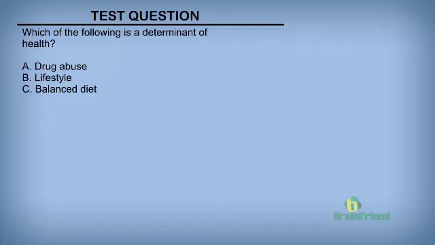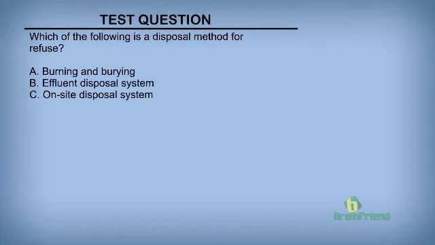The correct answer is B. Remember, we said that lifestyle is a major determinant of health. Which of the following is a disposal method for refuse? A, burning and burying. B, effluent disposal system. C, on-site disposal system. Our answer is A. Effluent disposal system and on-site disposal system are methods of sewage disposal. So, burning and burying is our answer.